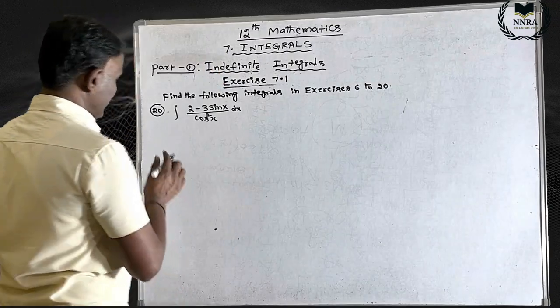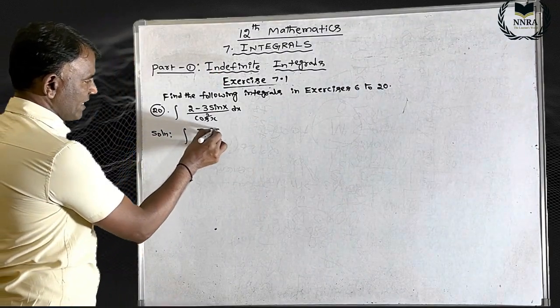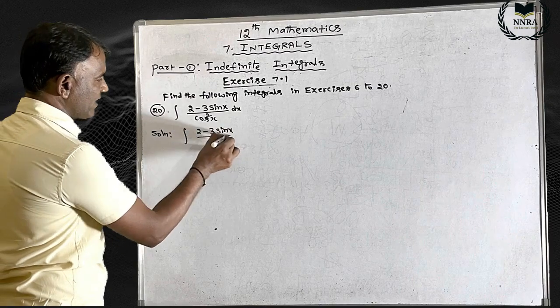Question number 20. That is integral 2 minus 3 sin x divided by cos square x.